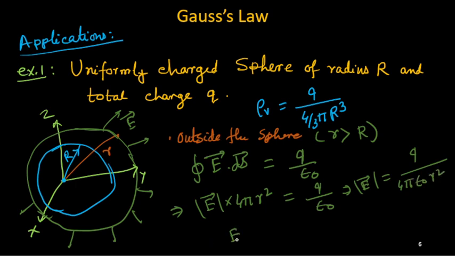So the electric field is always radial: Q upon 4 pi epsilon naught r square in the r radial direction. And you can see that this expression is exactly the same as if I have a point charge plus Q at this point, because I will get the same result using Coulomb's law, Q upon 4 pi epsilon naught r square. So this uniformly charged sphere is behaving like a point charge located at the origin. I hope this is clear.